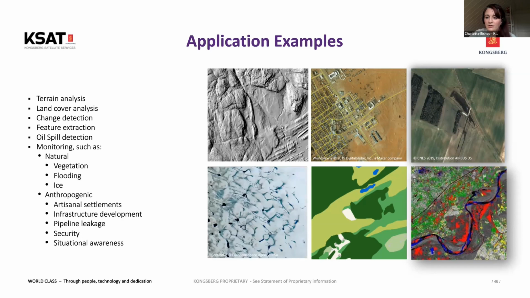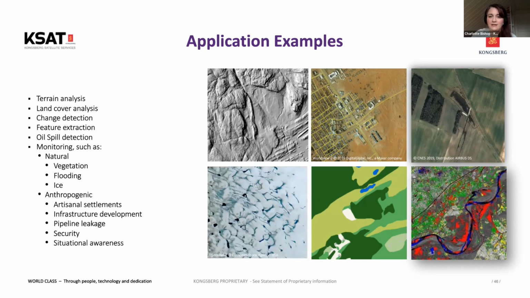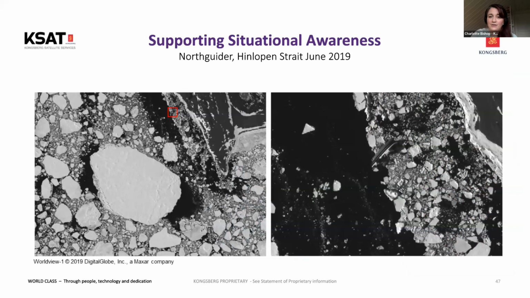But there's also change detection. The image on the right there shows some change detection, which could be applied to any type of area, and also, of course, feature extraction. So there's lots of different things that you can do with this data. And this is just a nice example that we had from a couple of years ago, supporting some situational awareness.